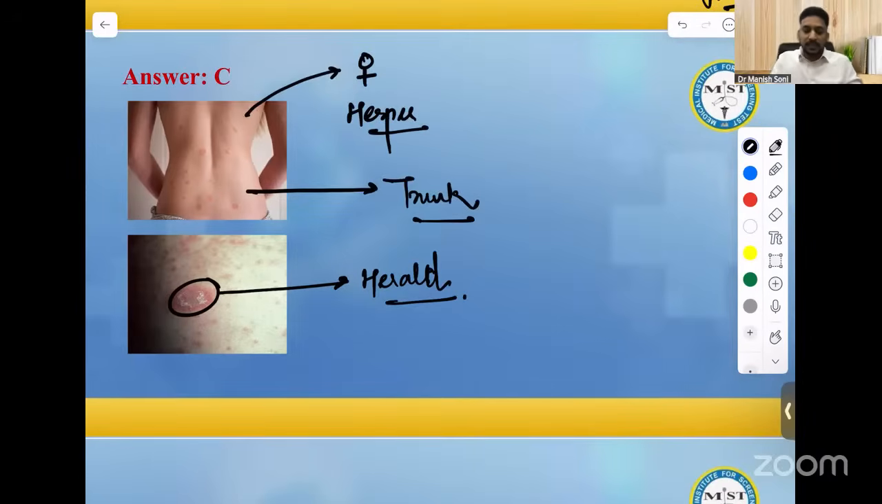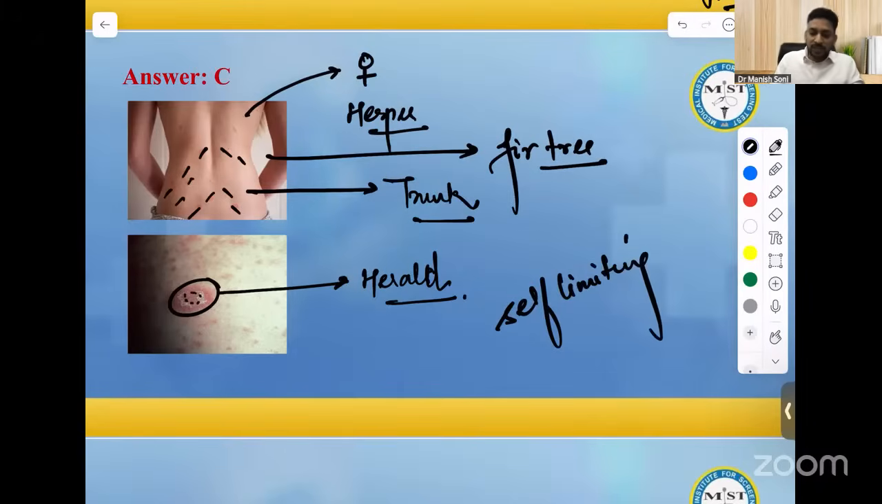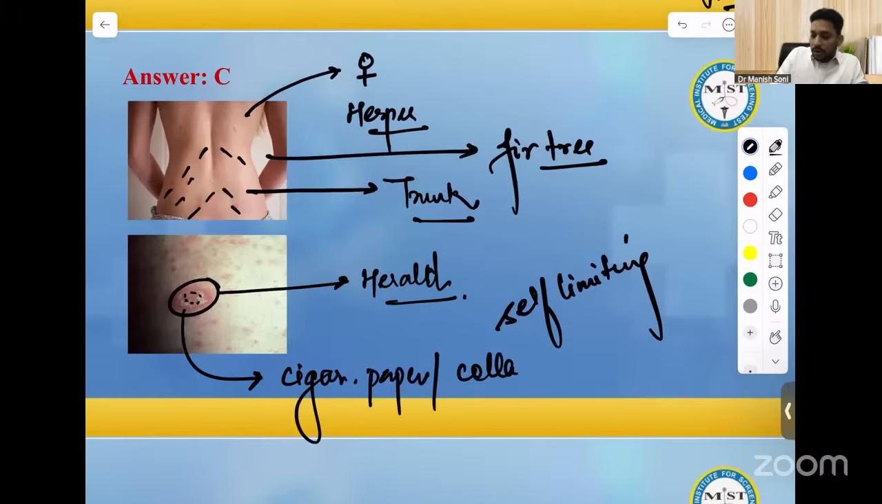How are the lesions present? They are symmetrical along the line of ribs on both sides, giving fir tree appearance or Christmas tree appearance. And do you need to treat this condition? No, it is a self-limiting condition. And as you can see, there is scaling present. Which type of scaling? Cigarette paper like, very fine, or collarate scaling.